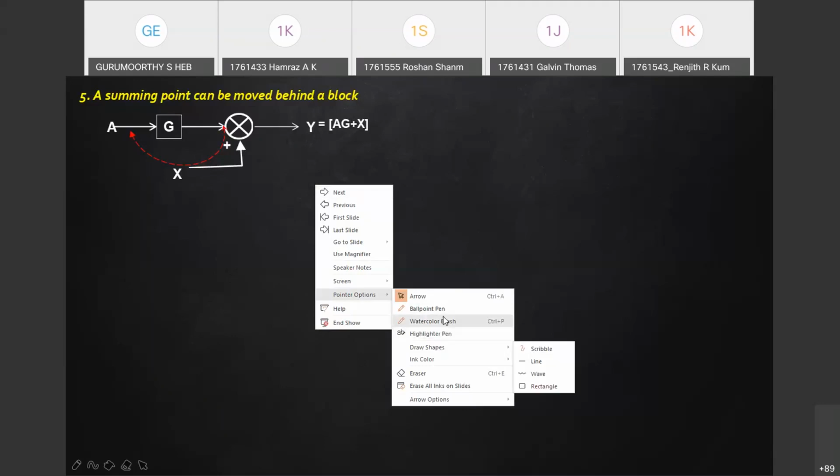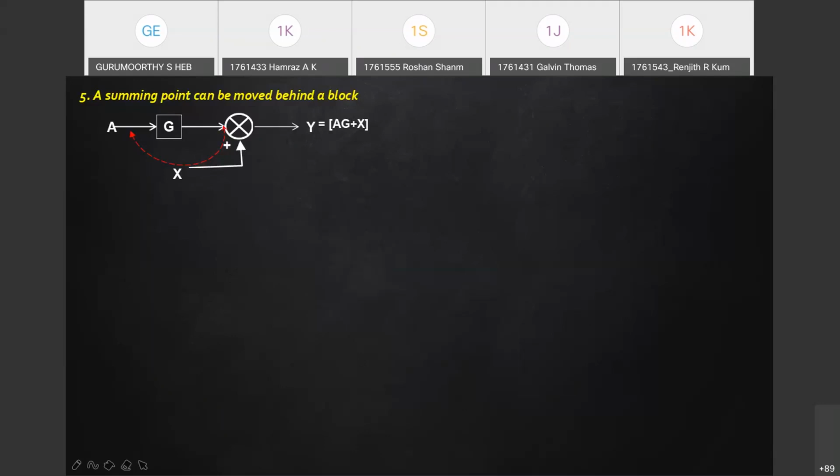require the summing point to be brought before this block, or if the summing point is here, you will have to move it after the block. So we call it a summing point behind or before, or after, a block. In such cases, we have to focus on what happens to the output before and after.